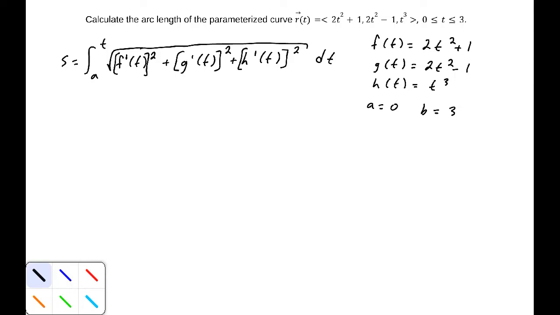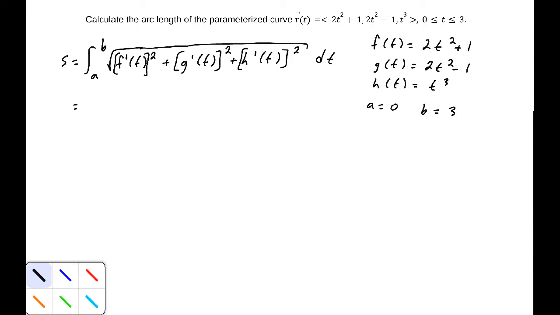So the arc length function is equal to the integral from a to b of the integrand, the square root of f prime of t squared plus g prime of t squared plus h prime of t squared. Again, that's the square root of all of that sum, multiplied by dt. So given our f, g, and h, we can find the derivatives of those.